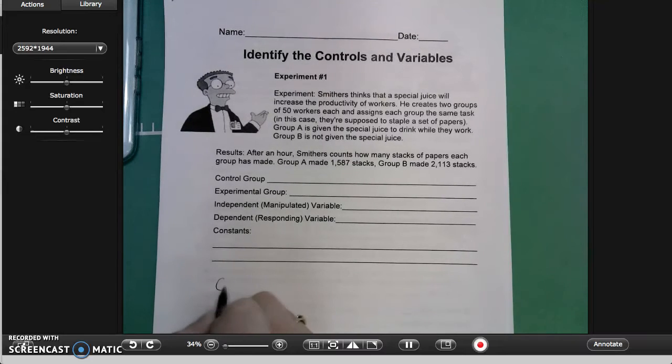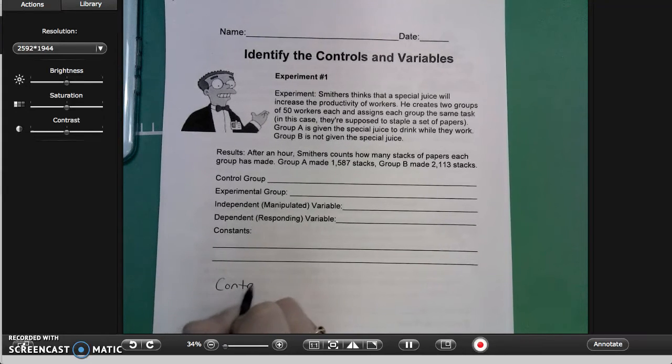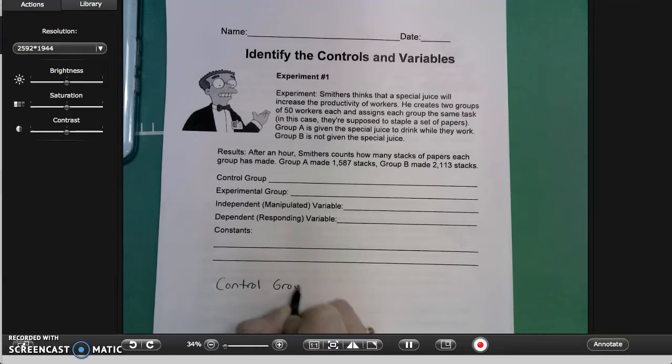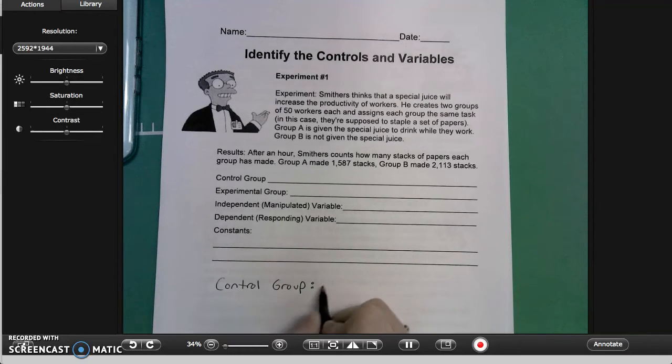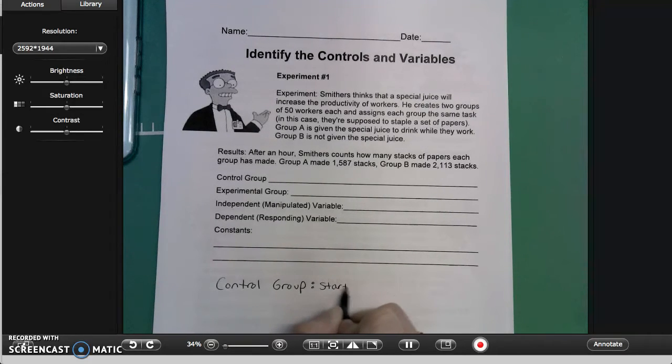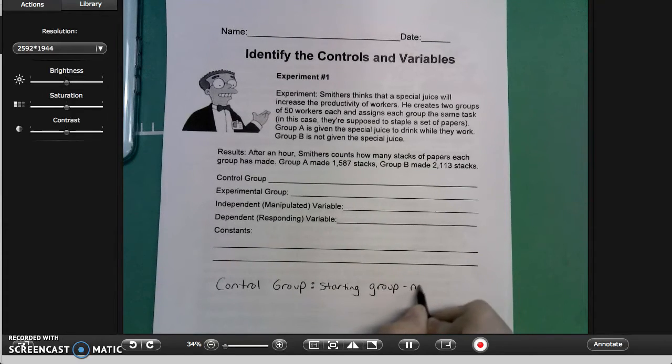So for the control group, just to remind you, a control group is kind of like the norm. It's our baseline, and it's what you're starting out with before you change anything. So it's the starting group, and no changes have been made.